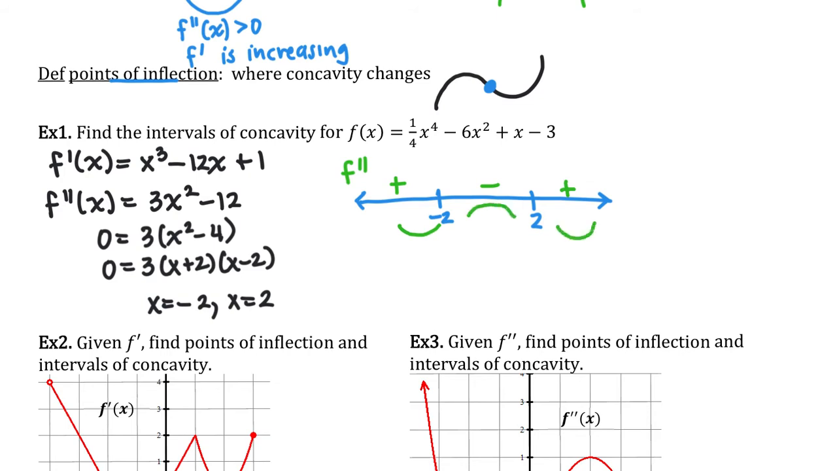Which means that, are they asking about my points of inflection? No, they don't care about my points of inflection. I care about them, though.